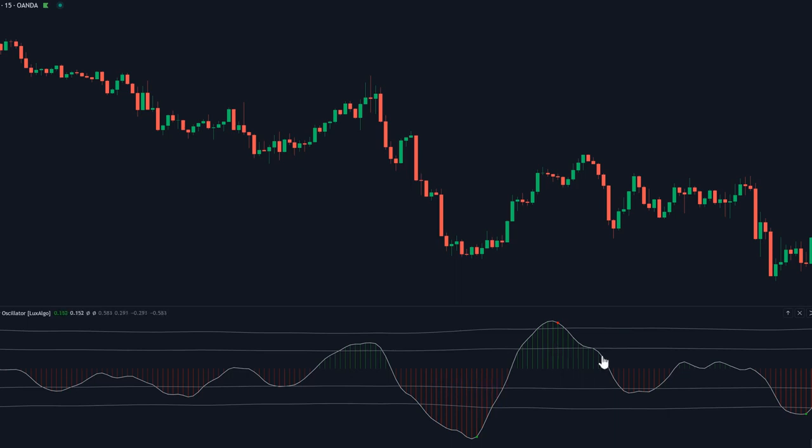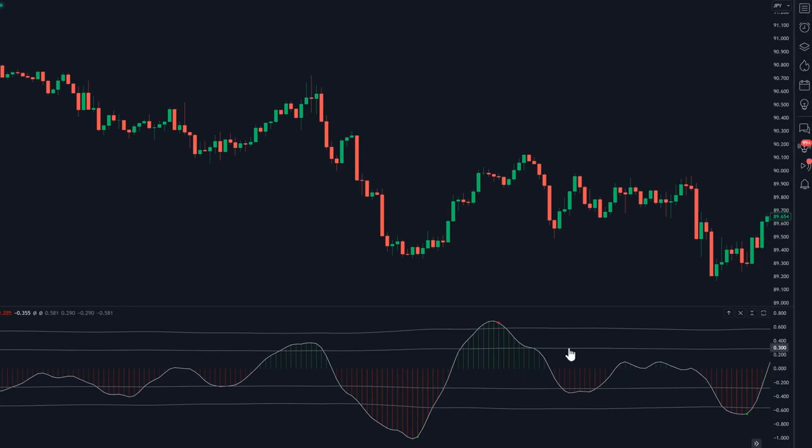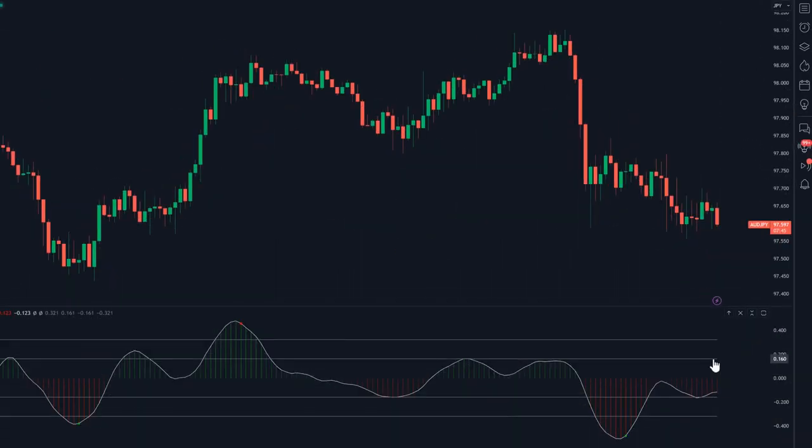And then at the top we have two levels, one at the 1.6 value and the upper level is at the 3.2 value on this indicator scale. And the opposite is actually true for these lower levels, meaning the first bottom level is at the minus 1.6 value and the lowest one is at the minus 3.2 mark on this indicator scale.